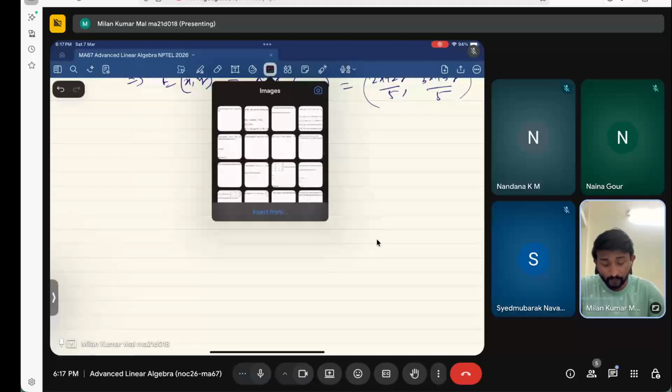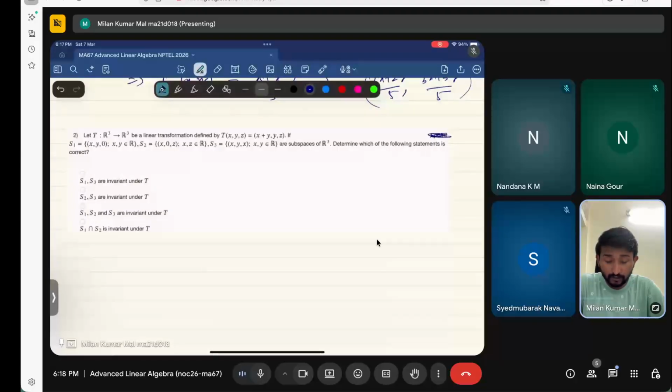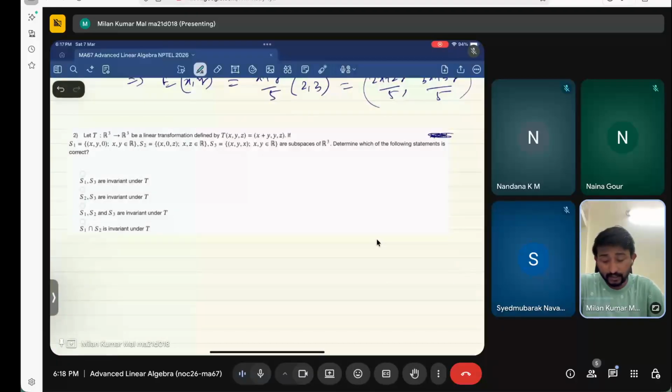So what this problem says: let T from R3 to R3 be a linear transformation defined by T(x, y, z) equals (x plus y, z). So that means it is only changing the first place, the other two places are as they are. Okay. And S1 is the subspace consisting of first two entries x, y and third entry 0, and S2 is (x, 0, z) and S3 is (x, y, x). So this is something very different. Okay, these are subspaces of R3; determine which of the following statements is correct. So here it will be only one option.